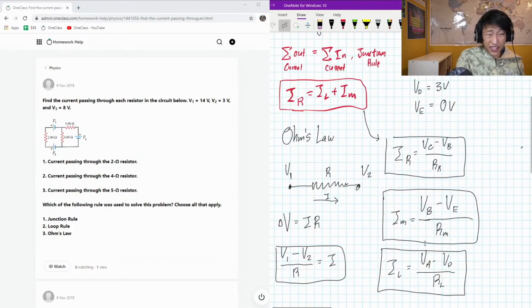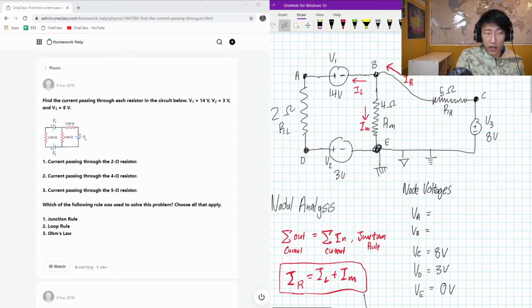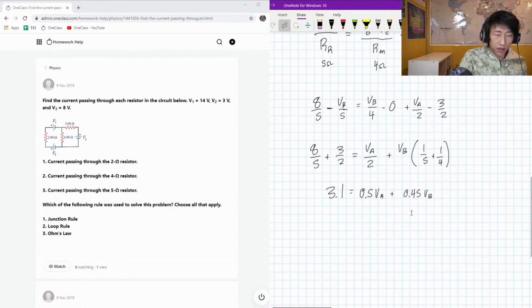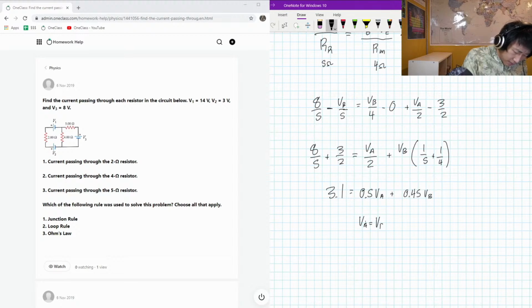Can't solve that yet, but if we look at our diagram, do we see maybe a relationship between VA and VB? VA is 14 volts higher than VB, and that should be fairly obvious from just looking at the voltage source between them. So this is VB plus 14. How about we sub that into the equation down here? We know that VA is going to be the same as VB plus 14 volts, so let's sub that into here.